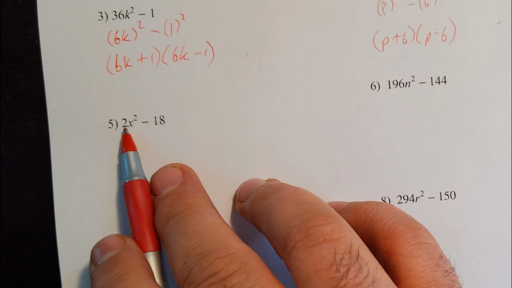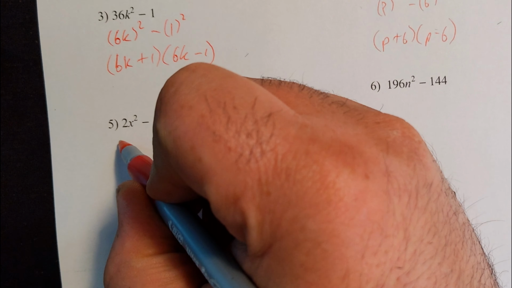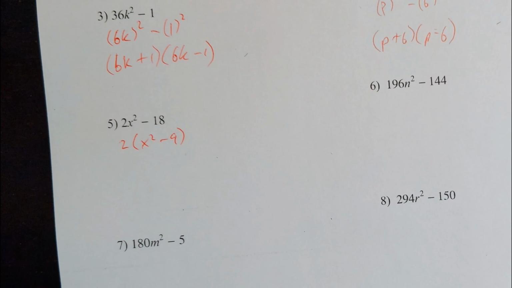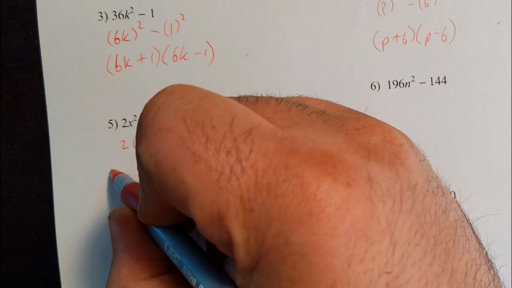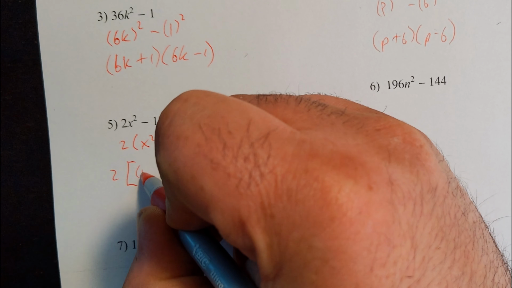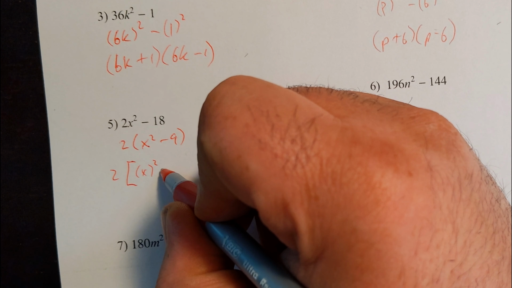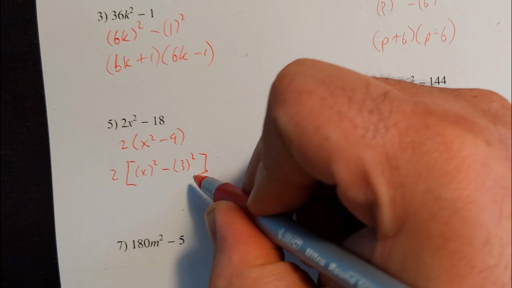Number 5, this is the first one that has a greatest common factor. You can divide both of these by 2. So you factor 2 out, you have x squared and 9. So the x squared is just going to be the x being squared, and the 9 is going to be 3 being squared.